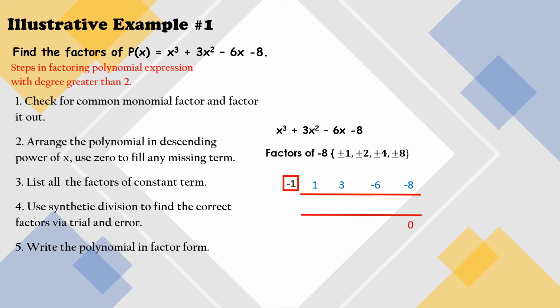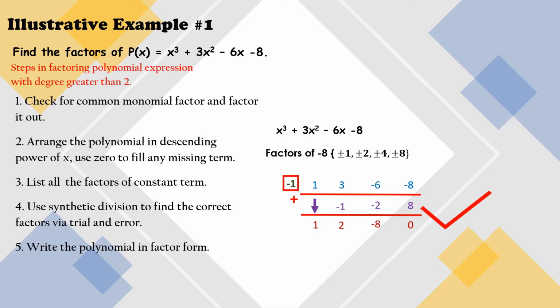For this one, we can try negative 1. Performing the synthetic division, we bring down 1. We multiply negative 1 times 1, which is negative 1, and add 3 plus negative 1, which is 2. Then negative 1 times 2 is negative 2, and we add negative 6 plus negative 2, which is negative 8. Negative 1 times negative 8 is positive 8, and negative 8 plus 8 is 0. Since this is 0, negative 1 gives one of the factors of x cubed plus 3x squared minus 6x minus 8.